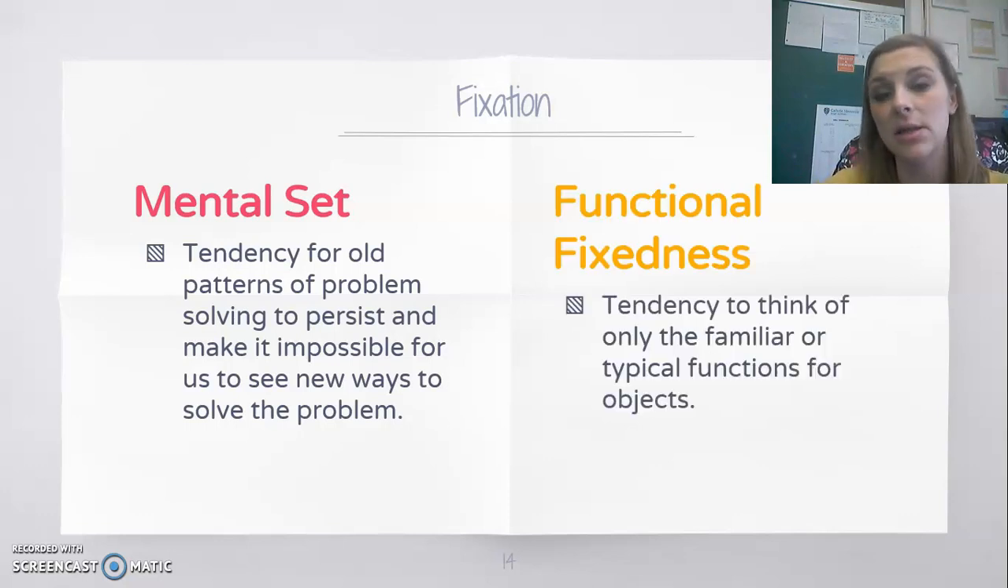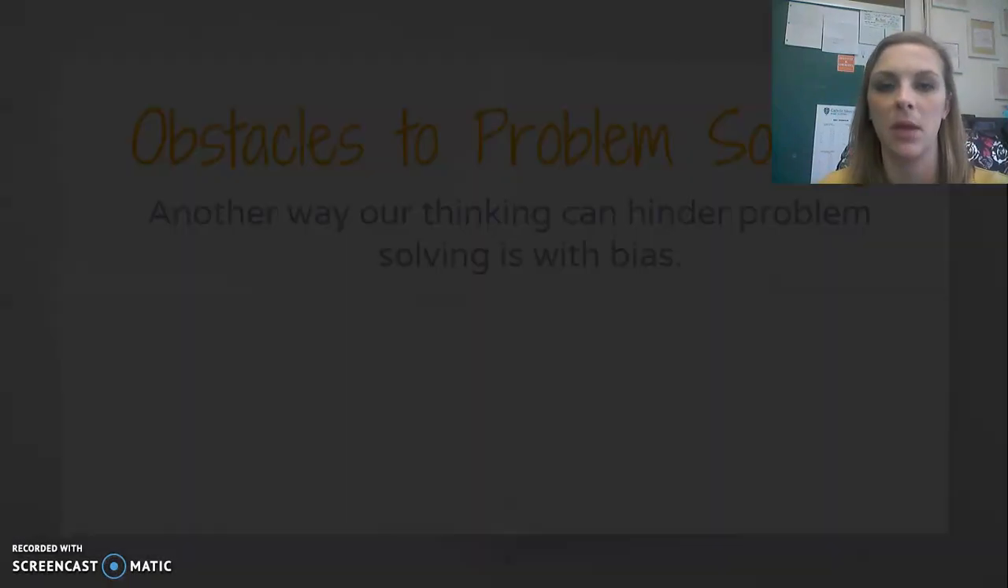Functional fixedness is our other type of fixation, and this is the tendency to think of familiar and typical functions for objects. So, for example, if you have a spatula, you're really only going to be able to see that as a spatula to flip food, rather than seeing it maybe as a fly swatter. Okay, so we tend to think of familiar objects only within their typical functions.